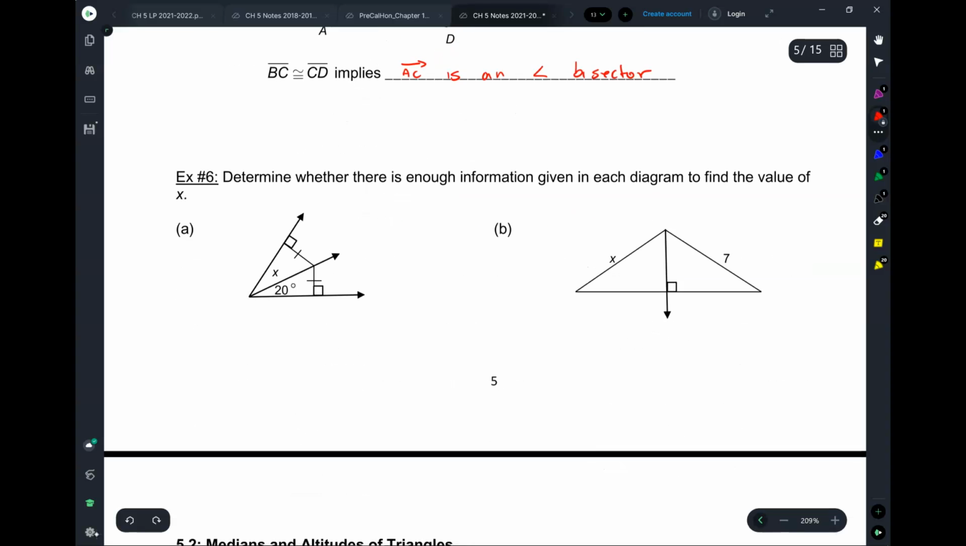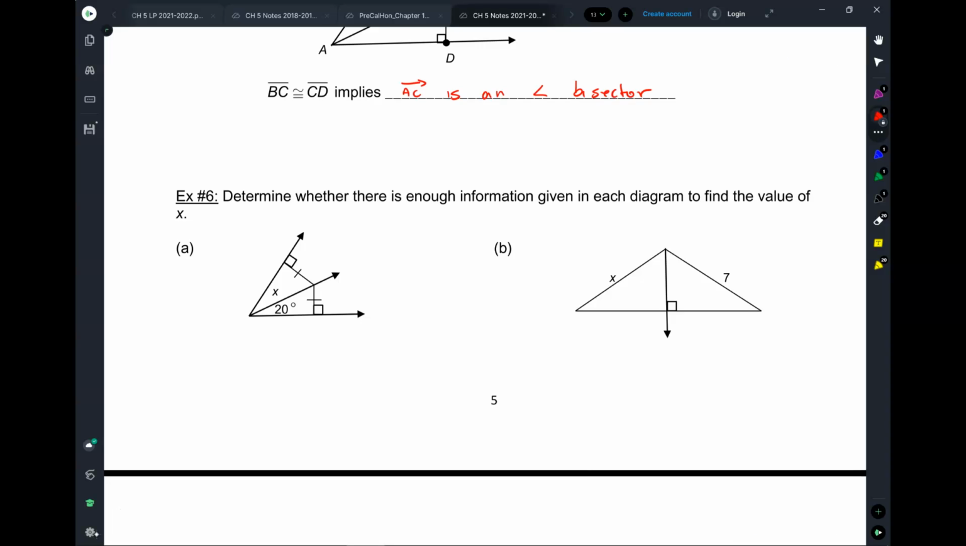All right. So, is there enough information in each of these diagrams to find the value of x? So look at this one. Is there enough information there? Yeah, why? Right. Fabulous. What about the other one? What's missing? What does it look like? Not the angles. The sides. Which sides?